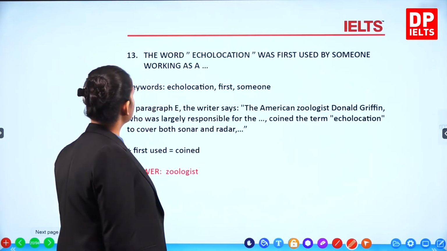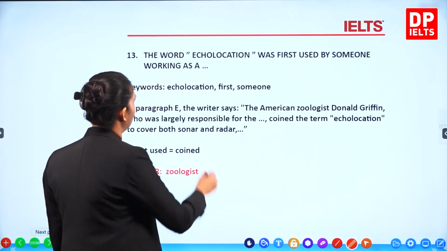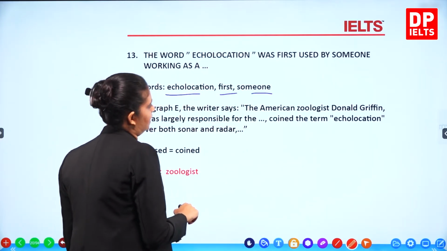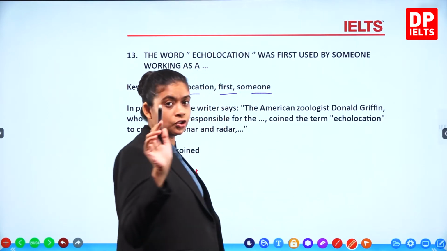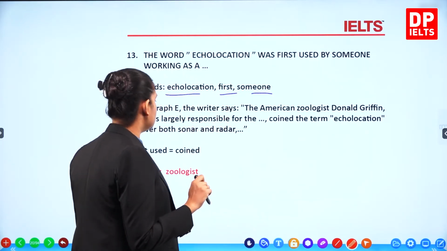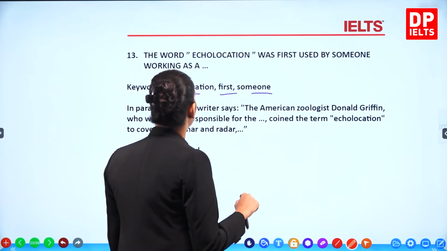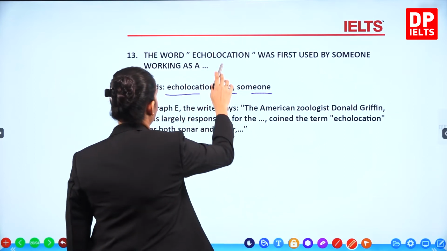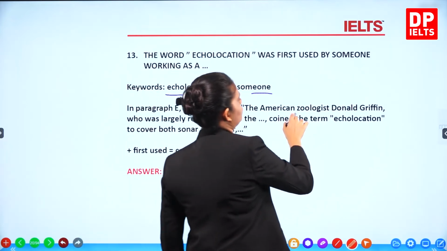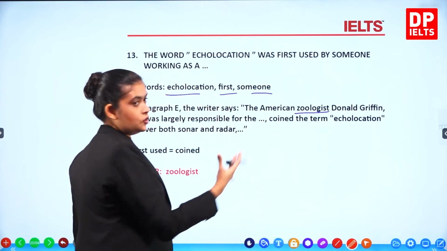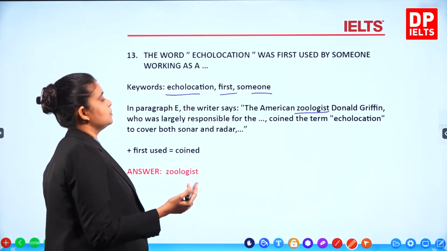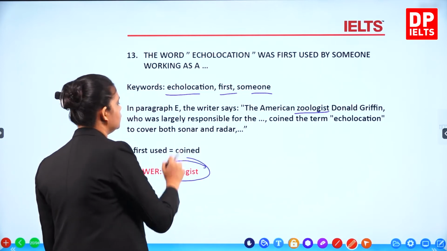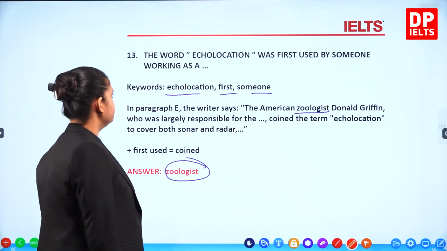Right, moving on, question number 13. So keywords here are echolocation, first, someone. In paragraph E, the writer says, the American zoologist Donald Griffin, who was largely responsible for, right? So the word echolocation was first used by someone working as a who? He was a zoologist. American means his nationality. Zoologist means what his occupation was. He was working as a zoologist. First use means coined. Okay?